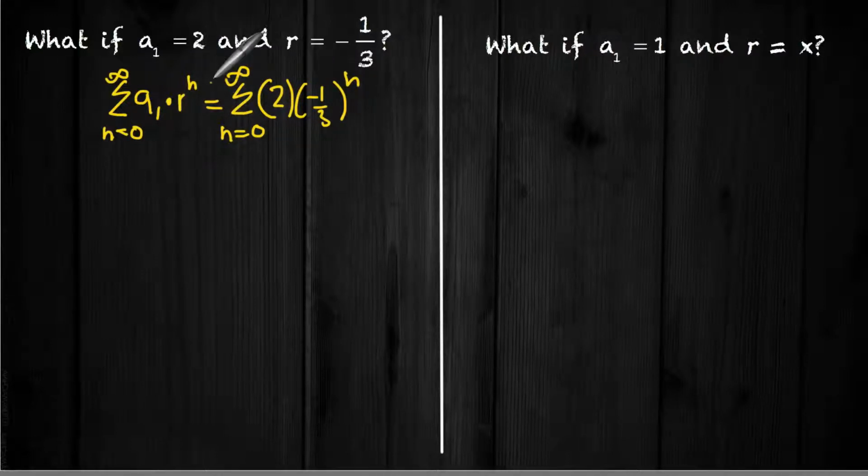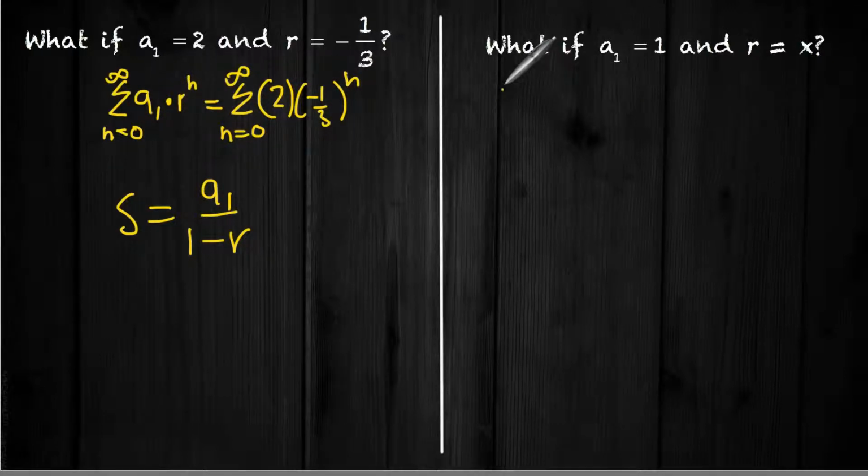If I plug in 0 for n, negative 1/3 to the 0 is 1, times 2, so our first term is 2. If the absolute value of the ratio that you are multiplying by is less than 1, then we can say that the sum is going to converge to a1 over 1 minus r. So what if we said that the first term a1 was 1 and the r that you're multiplying by is x? How would that change this?